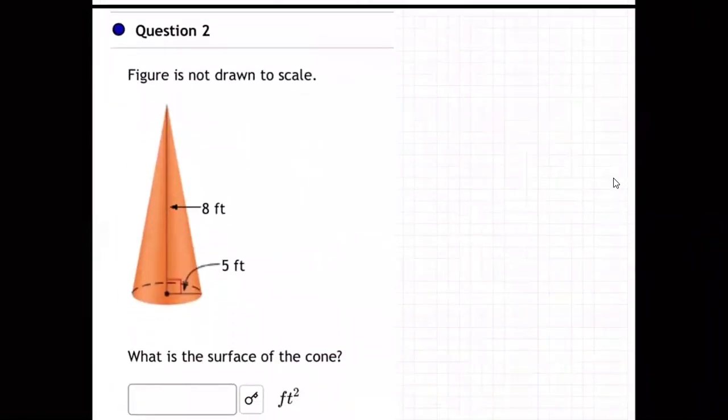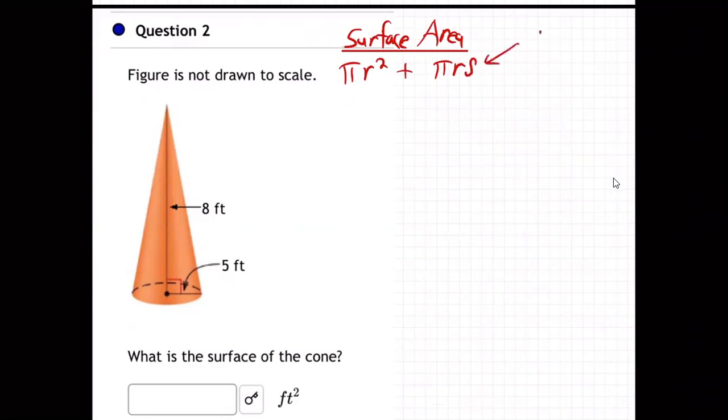So the surface area is pi r squared plus pi r s, where the s is slant height. Okay, so let's go find that. That's actually the first thing we need to do, because notice the slant height is, here, let me put it clearly on our diagram.